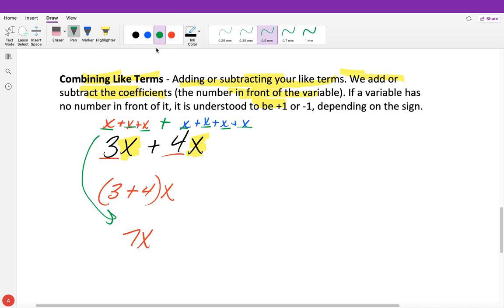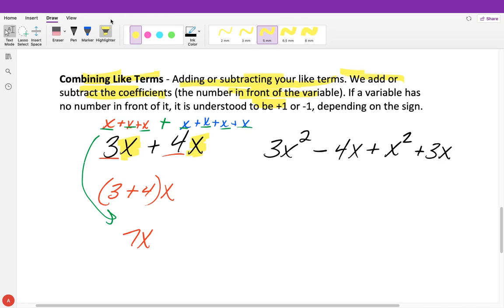If I give you, let's say, 3x squared minus 4x plus x squared plus 3x. Well, from here, when we're looking at our like terms, you're going to start to see me underlining with different colors, and you should maybe use highlighters or different colors. We have all that in class. So here are my like terms of x squared and x squared, and here are my like terms of minus 4x and plus 3x.